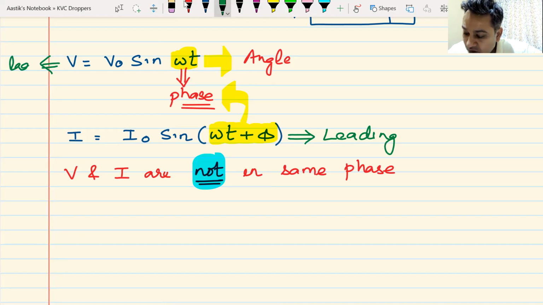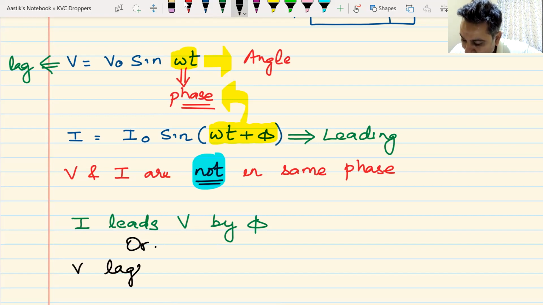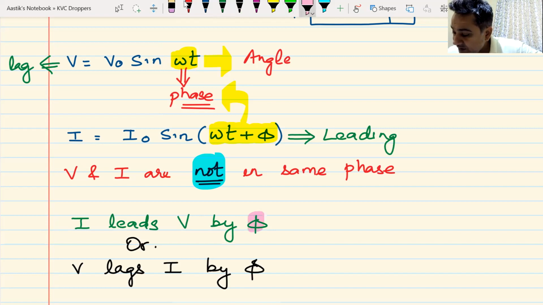So I now can write this like this: current leads voltage by phi. Or I can write the same thing in a different way: voltage lags current by phi. Do we understand this? Please tell me that you understand this. Yes, sir.